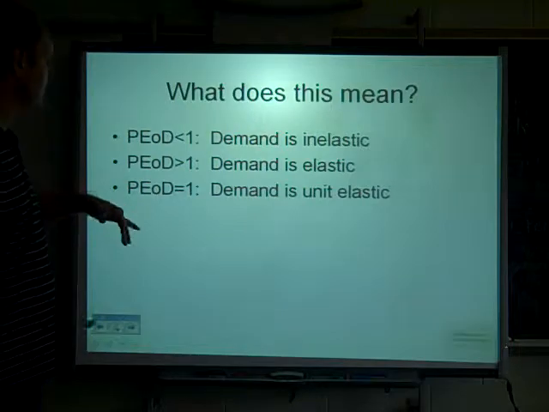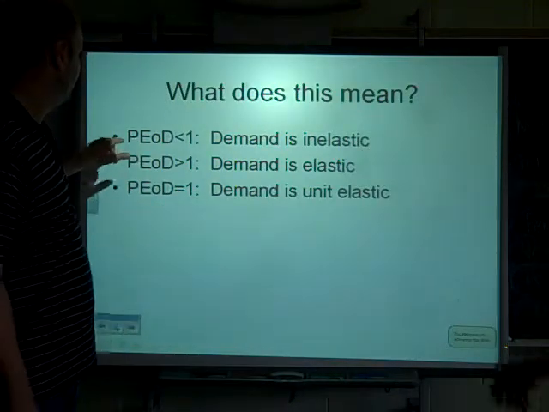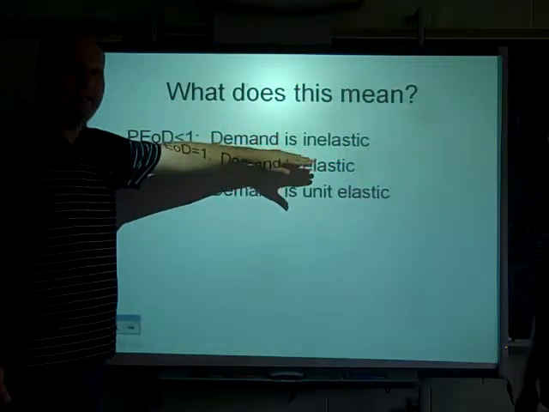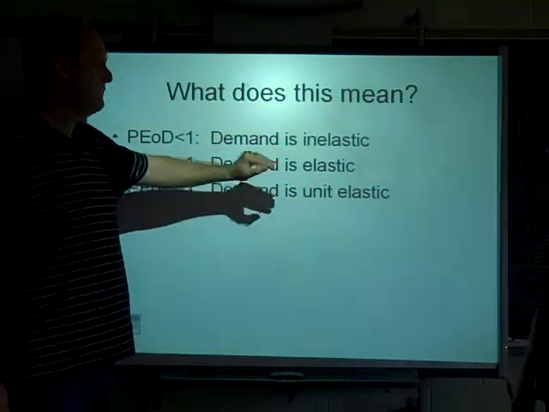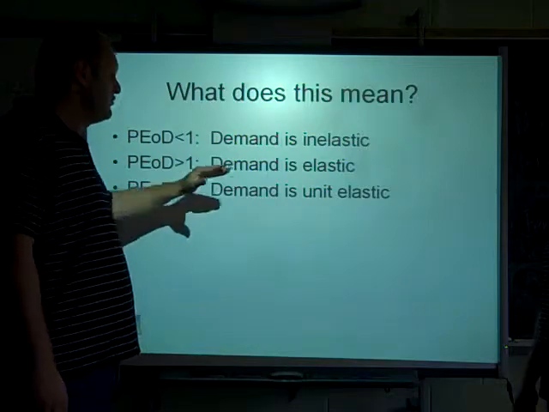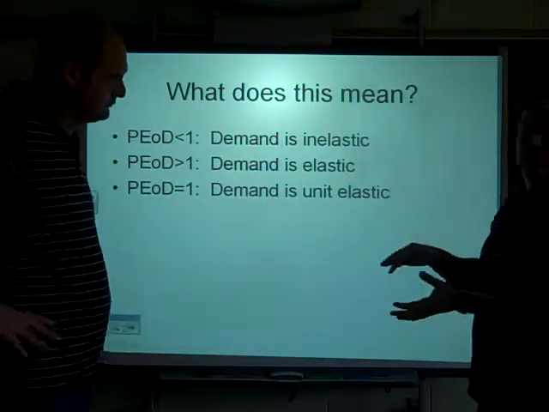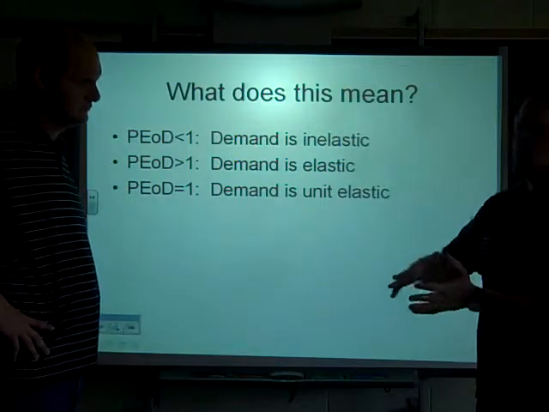So as we were saying before, if the coefficient is less than 1, then the demand is going to be inelastic. If it's greater than 1, demand is elastic. If it equals 1, it is unit elastic. Exactly. So really what this allows us to do is understand a whole range now.